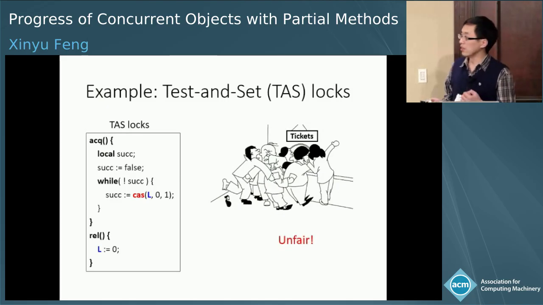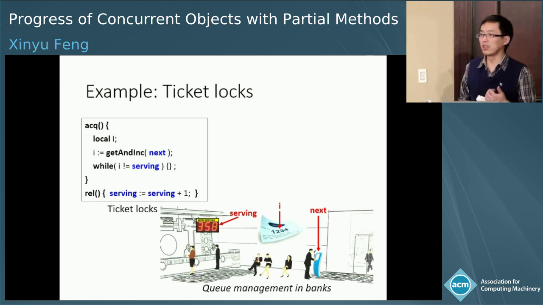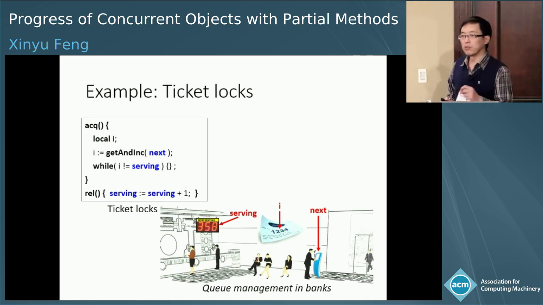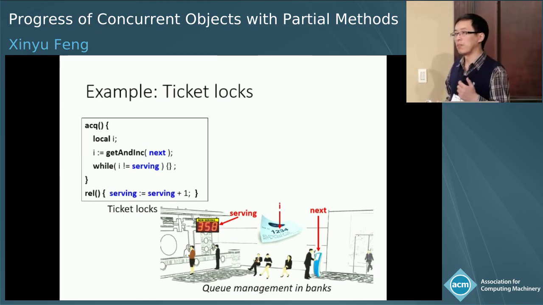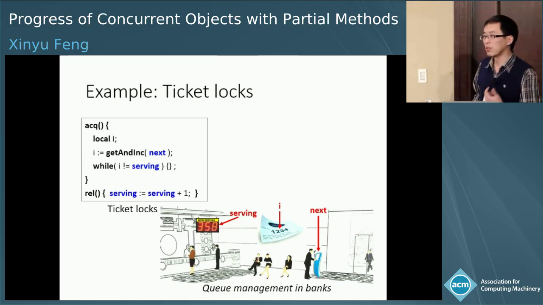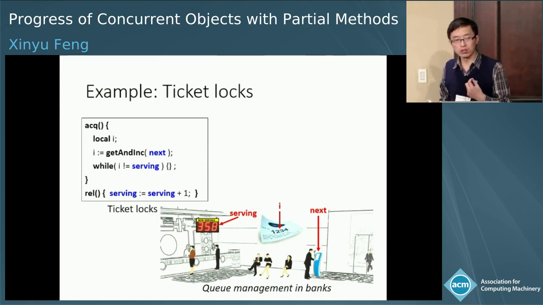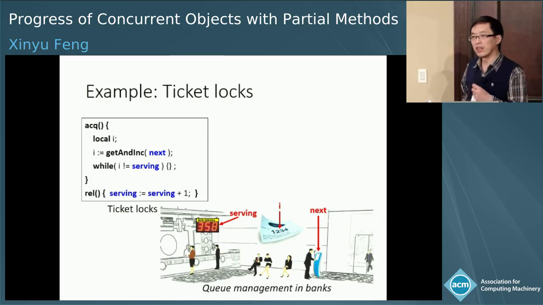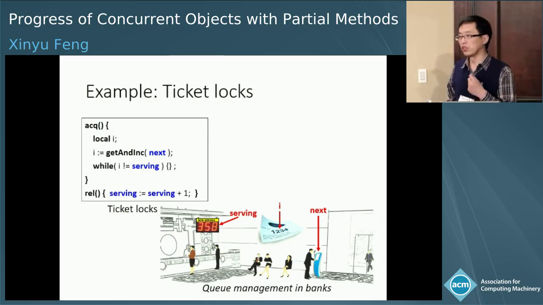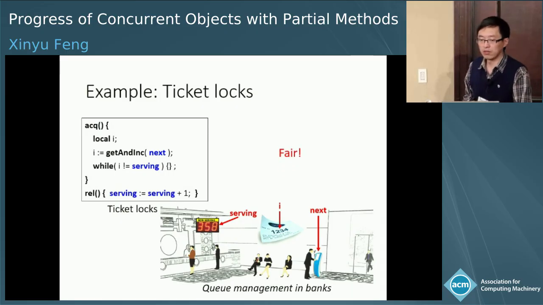And then an alternative is this ticket lock. Here we don't have to worry about the details. The idea is to simulate the queue management system in banks. When you come, you get a ticket number, and when the number gets called, you get served. Here, essentially, all the clients trying to get the lock form a queue. So this is a fair implementation of a lock.